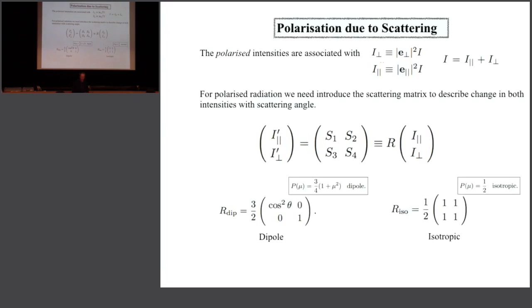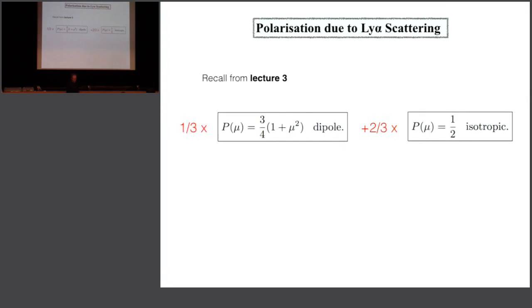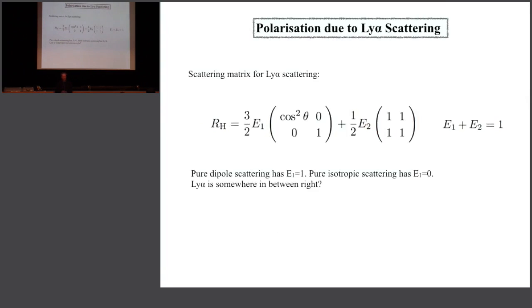Now, I said before that Lyman-alpha scattering was a superposition of this one and this one. So this is actually what's really happening: the superposition is done in this 2D representation. The scattering matrix of Lyman-alpha scattering is given by this expression here. You basically have one parameter that gives the relative weight of each component, how much is dipole scattering and how much is isotropic scattering. And E2 is just 1 minus E1, so there's only one parameter that determines the weight of these two.